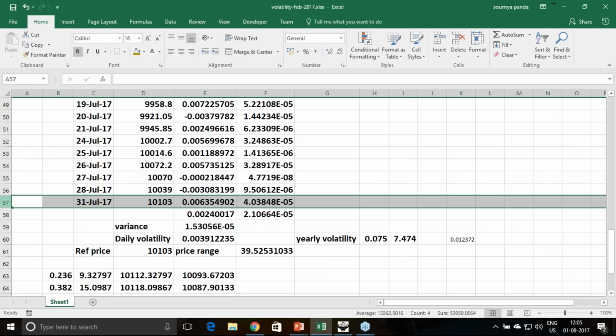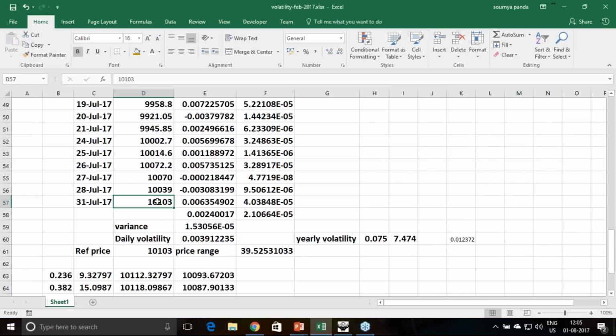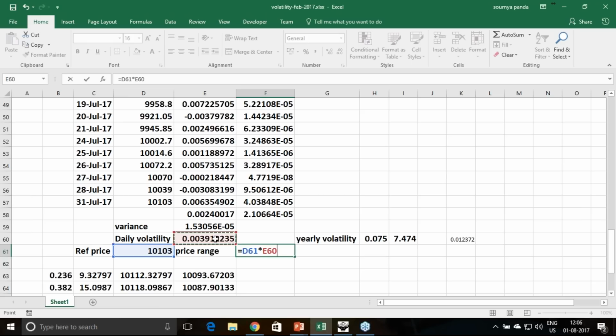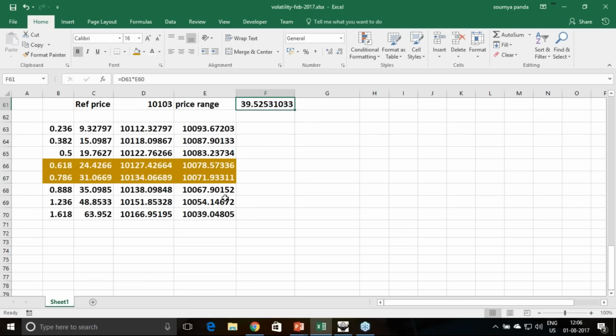So 31st July was the last trading day. We are going to calculate the trend for the 1st August. So I am taking the 31st July last traded price as reference. 10,103 is the price it has last traded. I have taken that price as a reference price and I am going to multiply it with the daily volatility. So I got a 39.52 price range. This is the price range I will be utilizing in my Fibonacci ratios to calculate the trend.